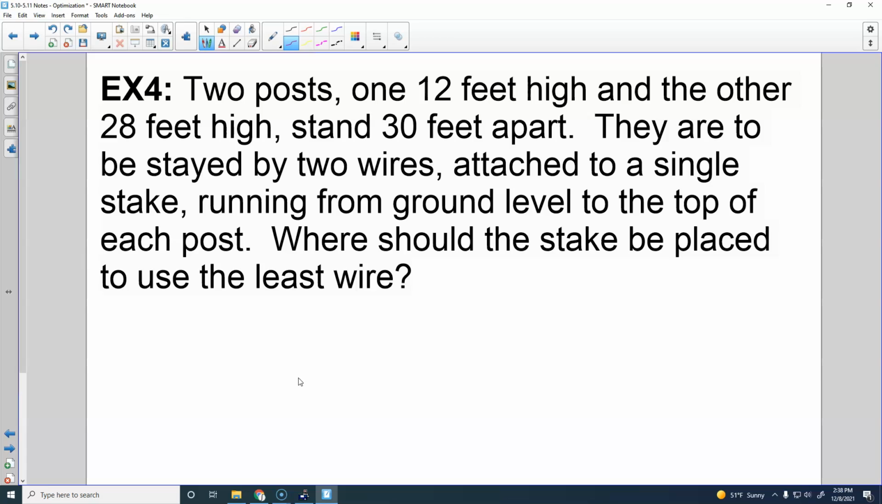Okay. So, we have two posts. One 12 feet high, the other 28 feet high. They are 30 feet apart. They are to be stayed by two wires attached to a single stake running from the ground level to the top of each post. Where should the stake be placed to use the least wire? I think this is a cool problem. Again, maybe a little oversimplified, but still pretty cool.